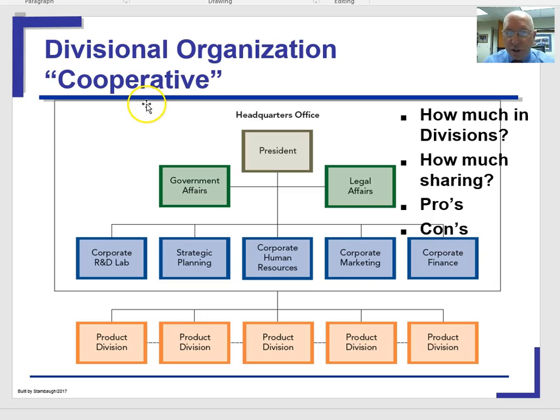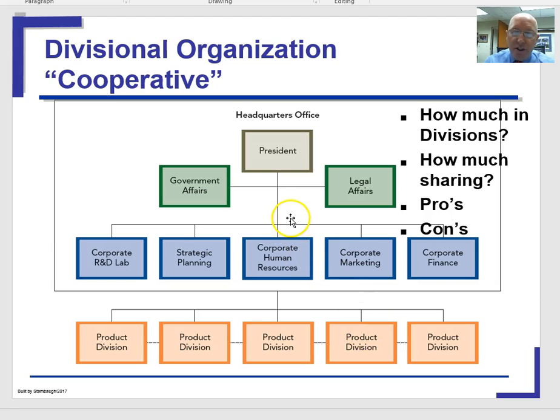The most similar, if you will, to the functional form is the cooperative form, where we create product divisions, but we still have a relatively strong corporate headquarters. And this corporate headquarters is in charge of integrating the various knowledge streams. So the cooperative form has a lot of integration mechanisms intended to improve the sharing across the divisions.